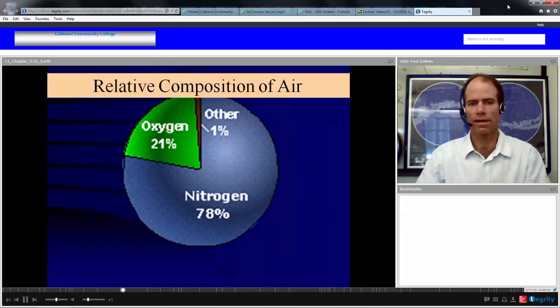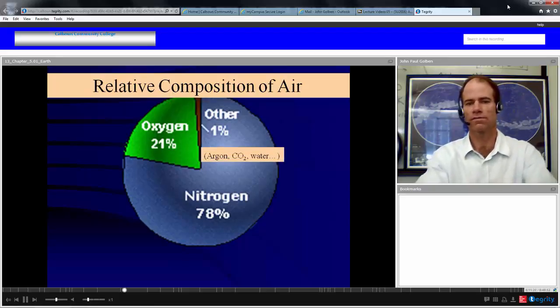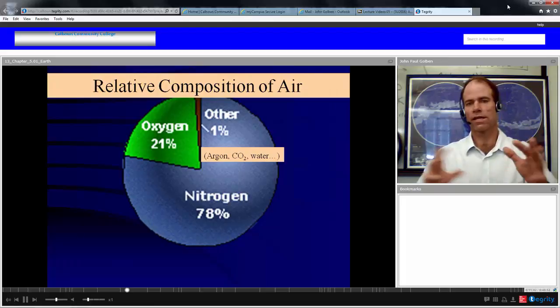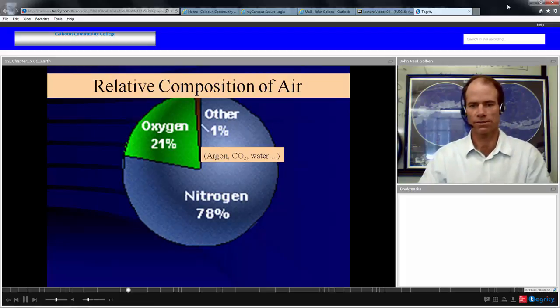Just about 99% of those two elements. And then another 1% contains a bunch of different gases, including argon, carbon dioxide, and water vapor. Carbon dioxide and water vapor are particularly variable, water vapor in particular. So those can change their percentages. But mainly 21% oxygen, 78% nitrogen.